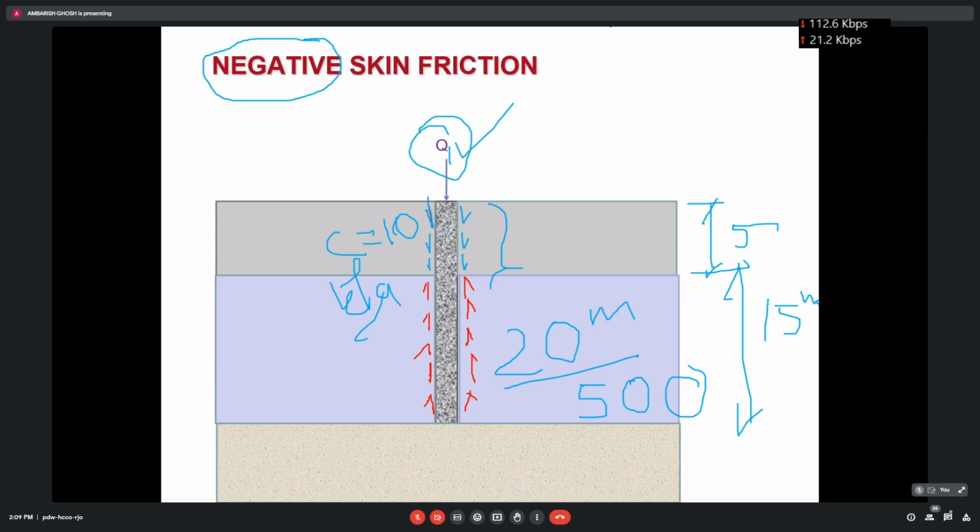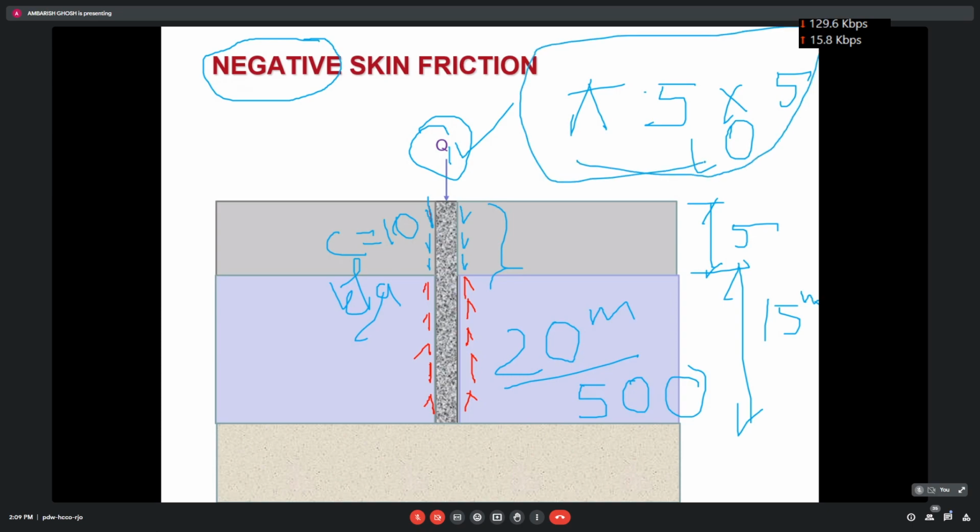So it will be pi into 0.5 into 5 into 10. Pi d L into c. Alpha we can use, but here let us take alpha as 1. So pi d L into c. So this is the skin friction part, the negative skin friction. Clear?